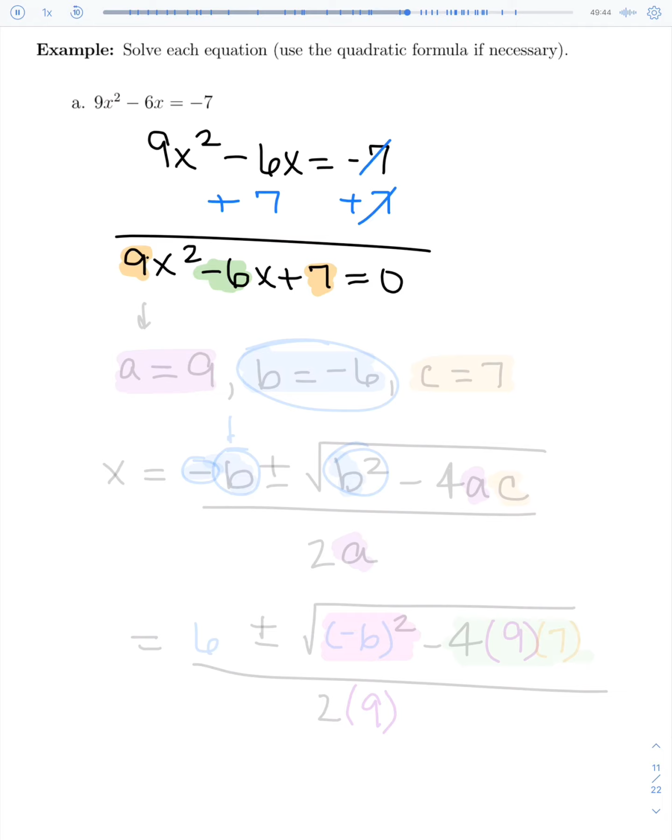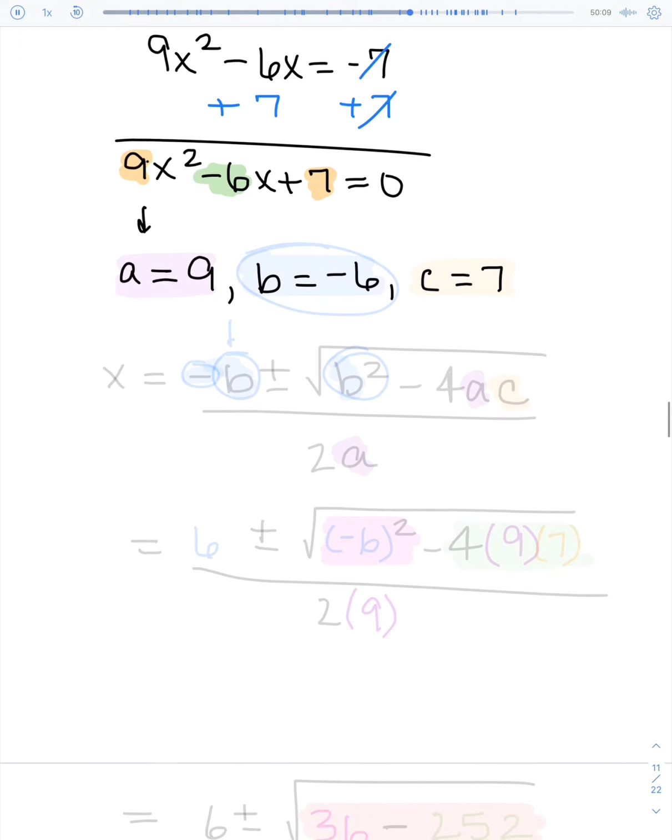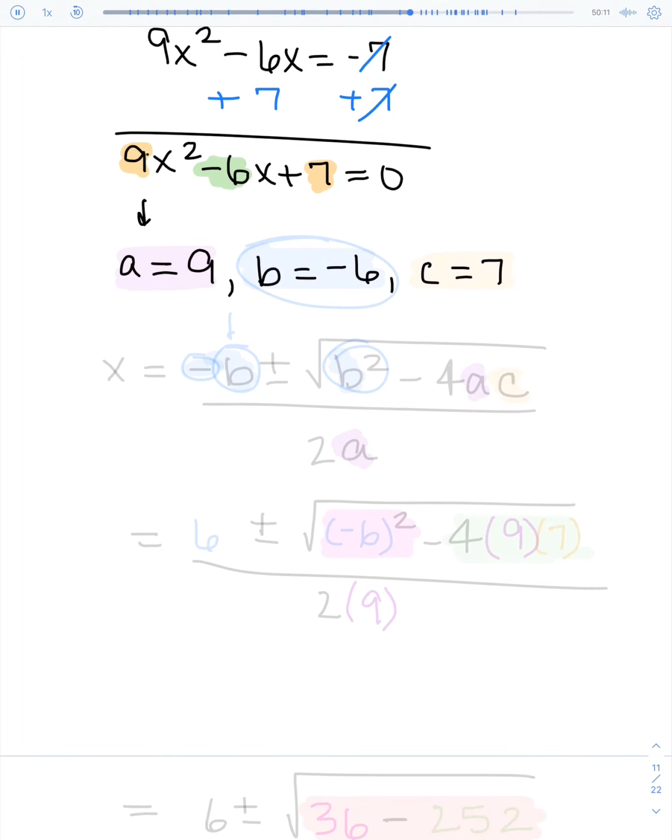However, we can do the quadratic formula because remember that always works. It's our sledgehammer. It will always work. So what we're going to do is write out our a, which is always the number that's out in front of the x squared term, which here is a 9. Our b, which is a negative 6, is always in front of the x term, and then the c is always by itself at the end. That's the 7. And so we can do our quadratic formula using this a, b, and c.